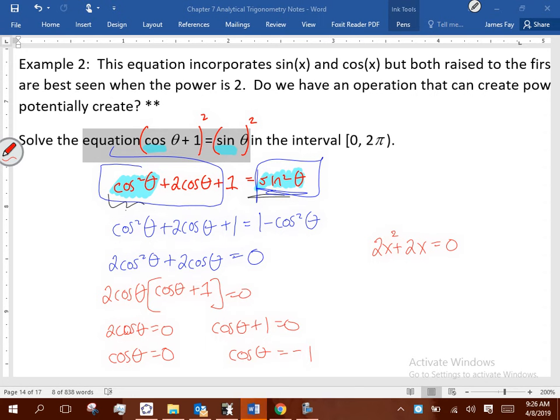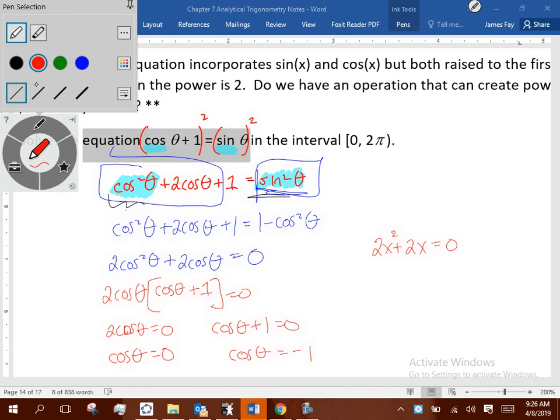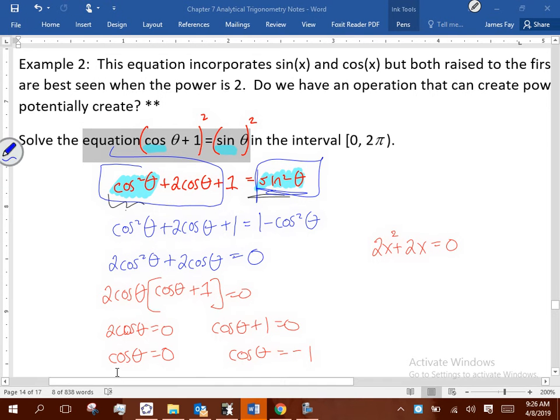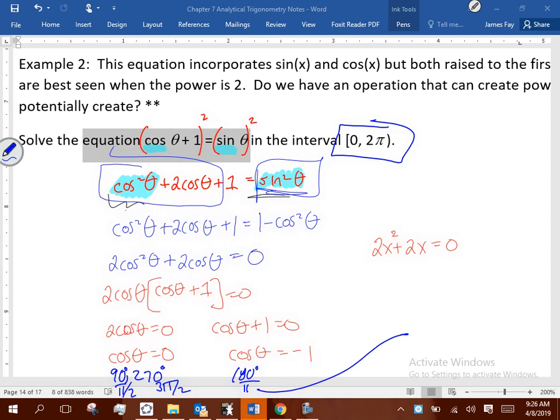So if cosine, let's do this in degrees first. If cosine theta is equal to 0, at what degree is cosine 0? 90 and 270. At what degree is cosine negative 1? 180. So then 90 is pi over 2, 270 is 3 pi over 2, 180 is pi. And the reason I do that is because look at the answer. I wanted it between 0 and 2 pi, right? So solutions for theta: pi over 2, 3 pi over 2, pi.